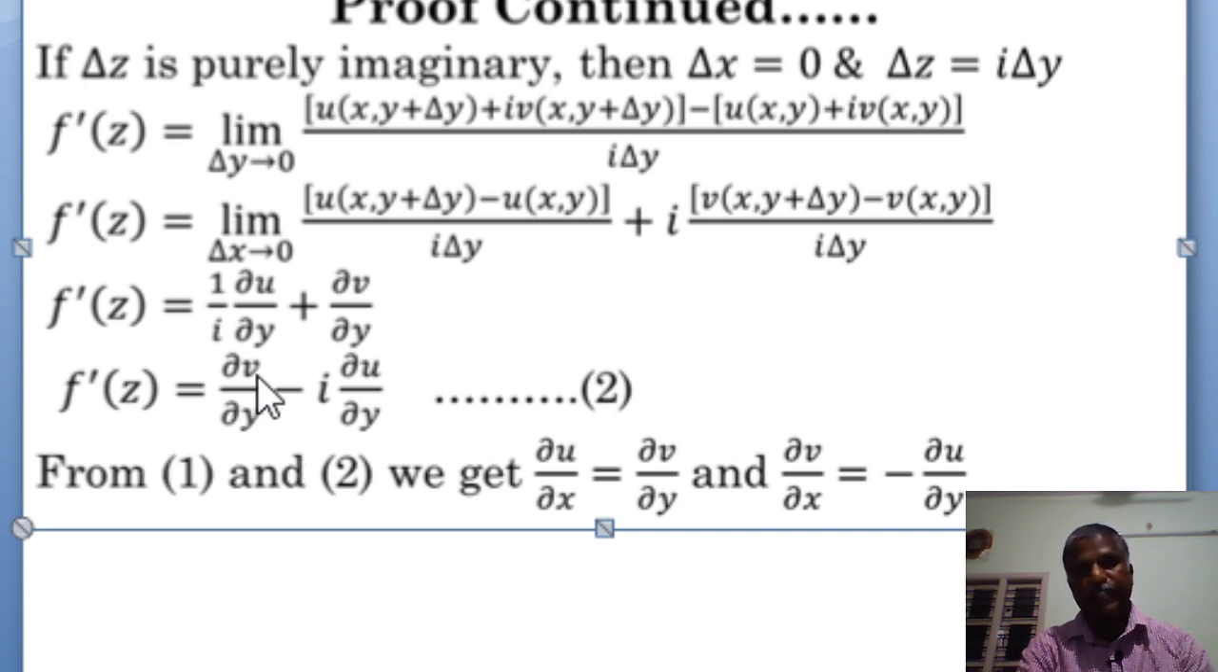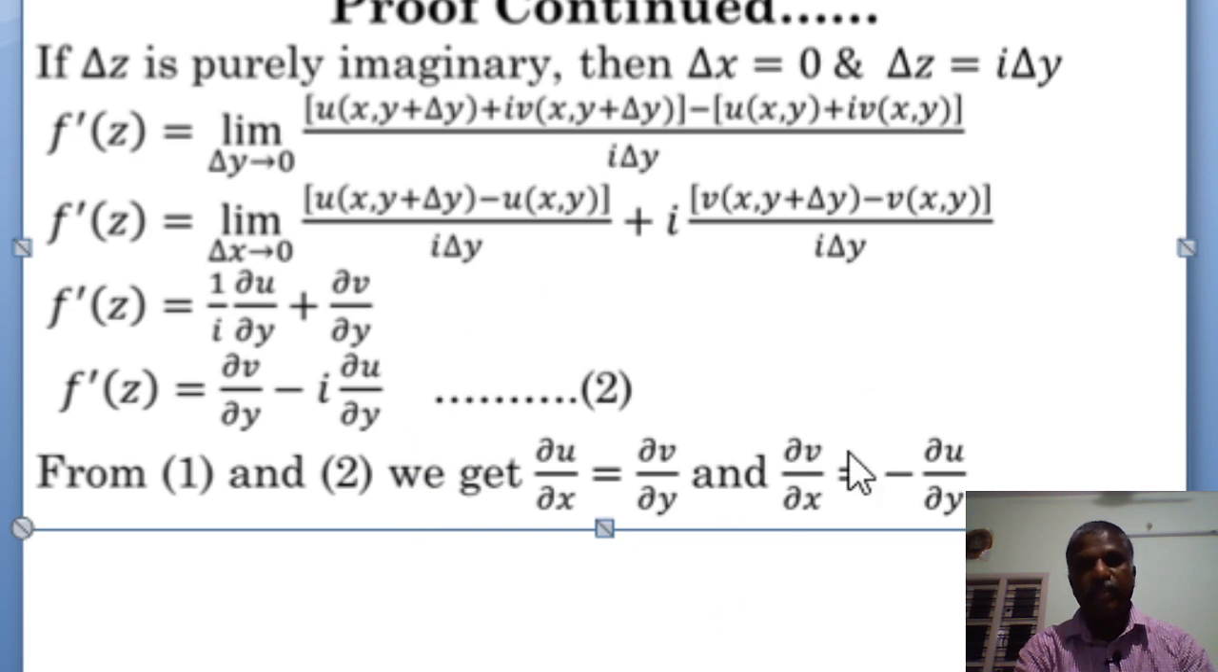In the second equation, ∂v/∂y minus i ∂u/∂y. So comparing, the left-hand side is the same. Similarly, we have to equate the right-hand side, and also the limit is unique. So ∂u/∂x, equating real parts and imaginary parts, ∂u/∂x is equal to ∂v/∂y, and ∂v/∂x is equal to minus ∂u/∂y.